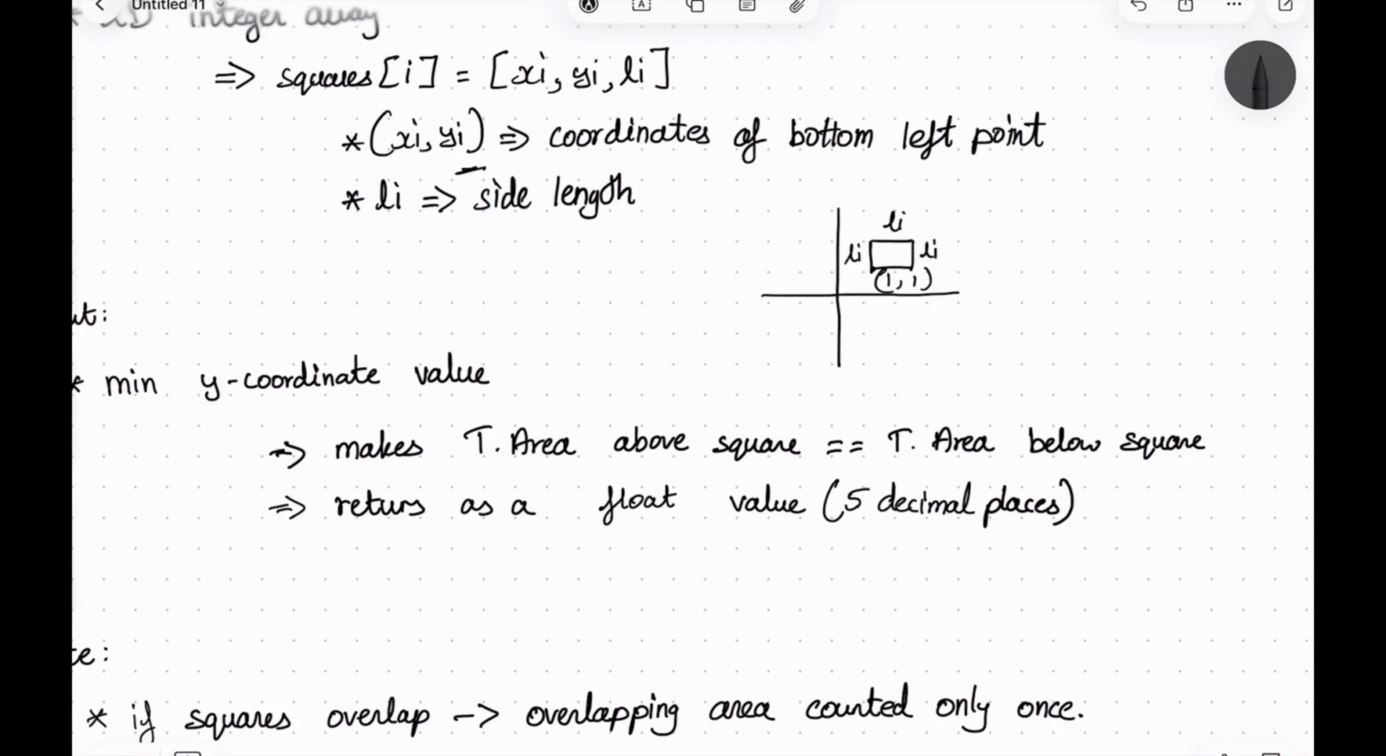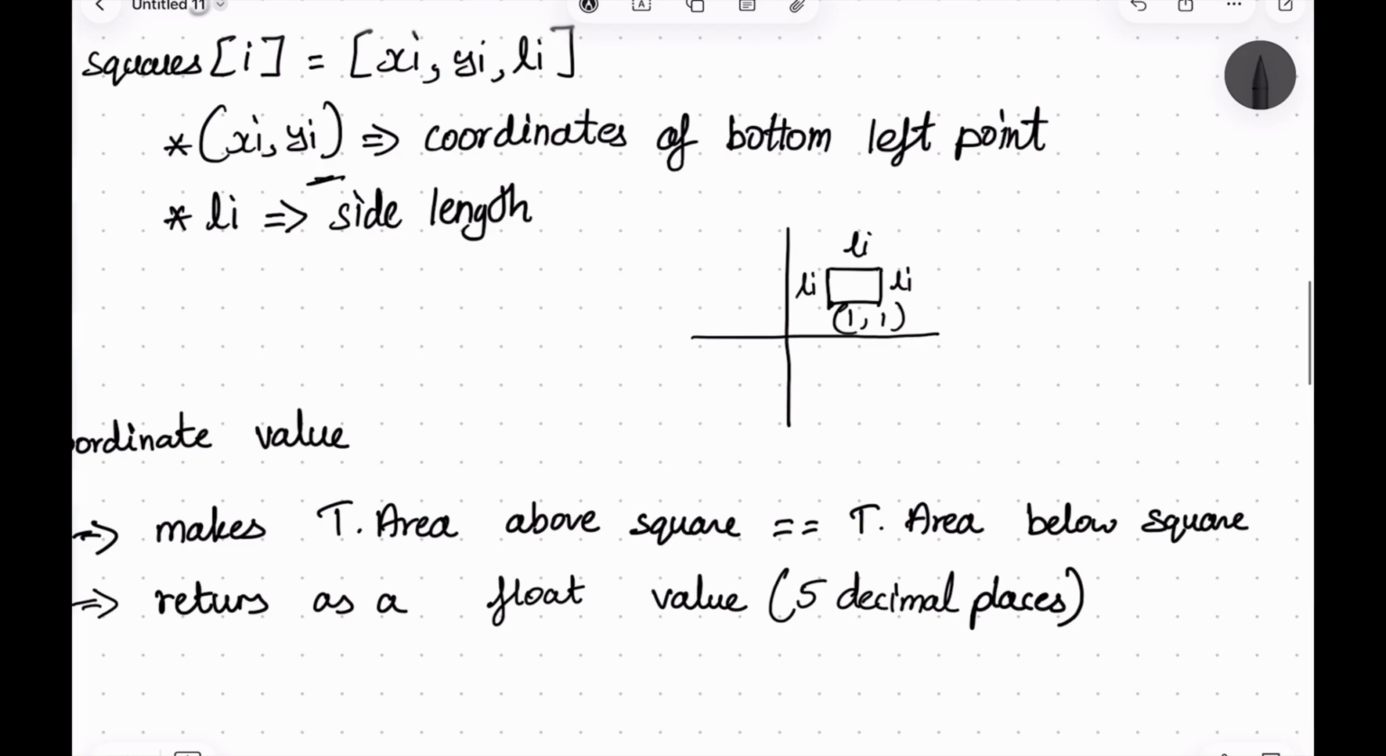So what exactly does this mean? For example, if we have only one square in the grid, we have to find the minimum y value which will make the area above this line equal to the area below this particular line, right? And this should be up to 5 decimal places. So this is what we have to return. There can be two squares also, and many squares, as many squares as we can have here.